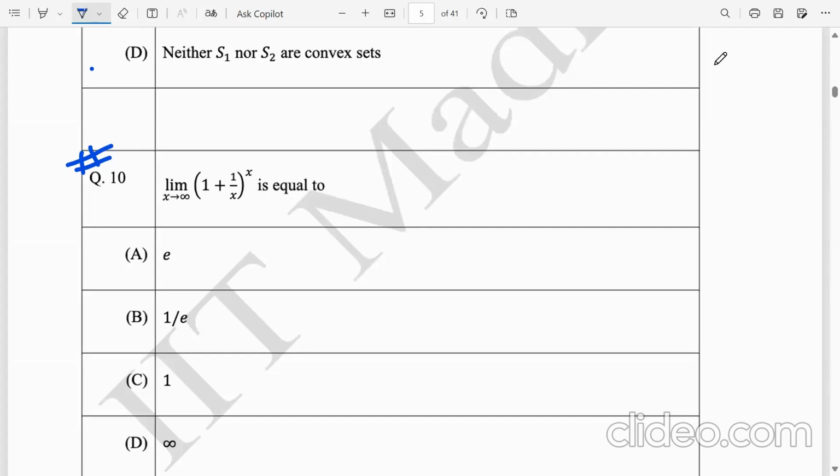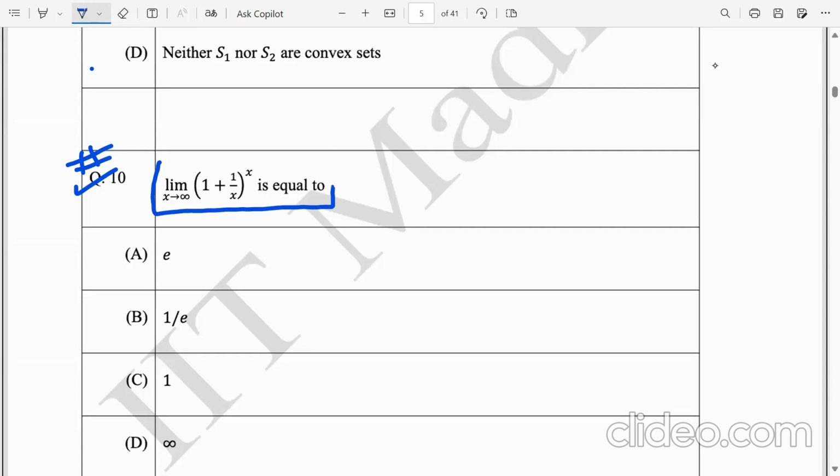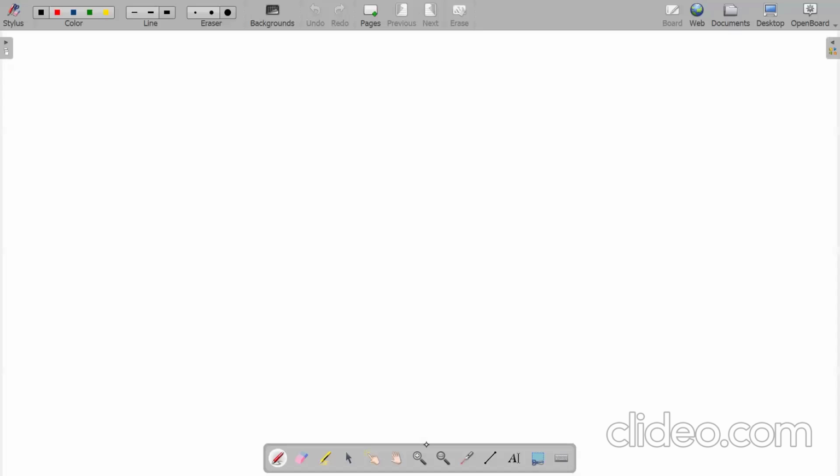So let's look at question number 10. We need to evaluate the limit as x tends to infinity of (1 plus 1 over x) to the power x. Now, recall from my mathematical methods for economics course, this is nothing but e. This is the definition of e. So my answer is option A. Let me come to the whiteboard and explain this to all students.